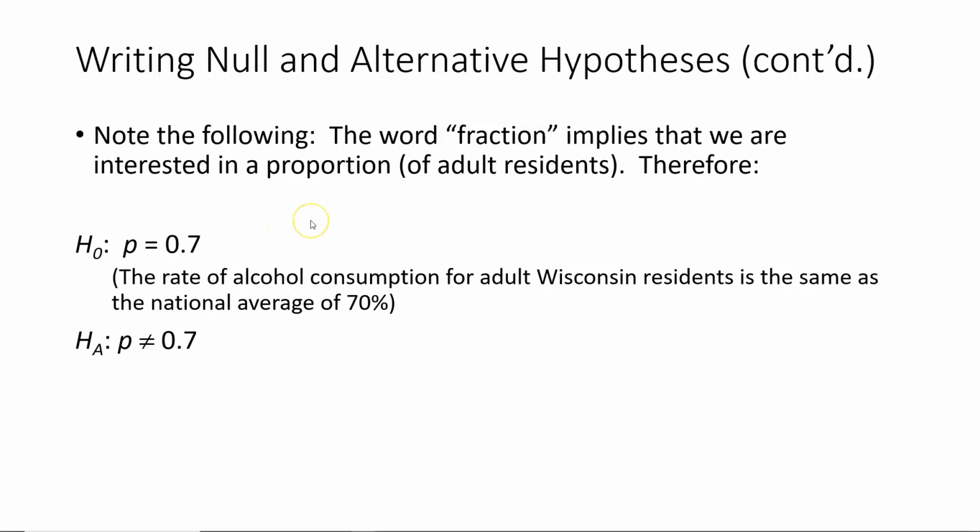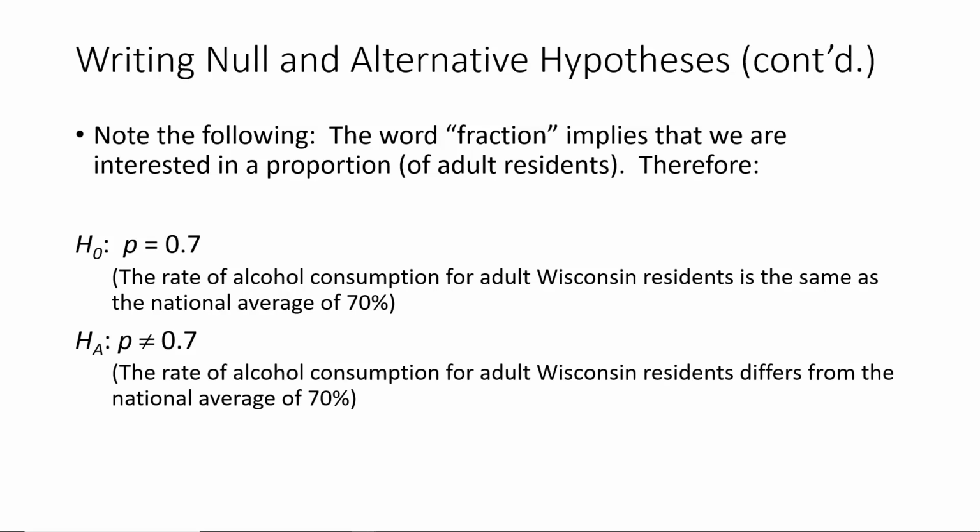The alternative to that would be, of course, that the rate of alcohol consumption for adult Wisconsin residents differs from the national average of 70%. That is, it's either less than or greater than 70%. We don't know which of those two would be true, but we just are looking for whether it differs from 70%.